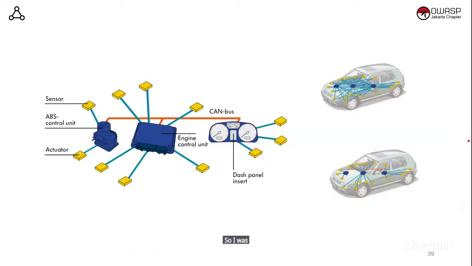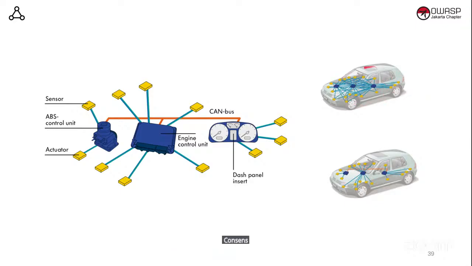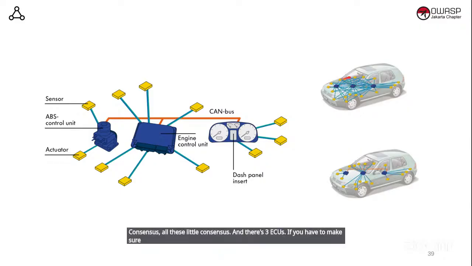So I was talking about the wiring, right? CAN is mainly designed for reducing the wiring. Let's say you have three ECUs, and at least 10 to 15 sensors. All these yellow things are sensors, and there are three ECUs. If every single ECU has to talk to every single sensor, then this is the amount of wiring you have.